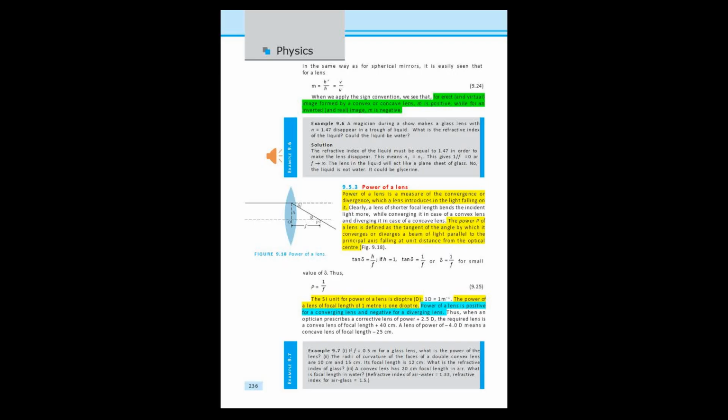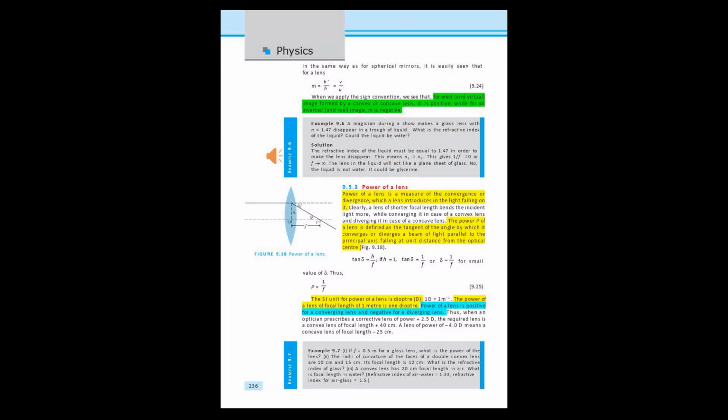Tan delta equals h by f. If h equals 1, tan delta equals 1 by f, or delta equals 1 by f for small value of delta. Thus P equals 1 by f. The SI unit for power of a lens is diopter, D. 1 D equals 1 m to the power minus 1. The power of a lens of focal length 1 meter is 1 diopter. Power of a lens is positive for a converging lens and negative for a diverging lens.